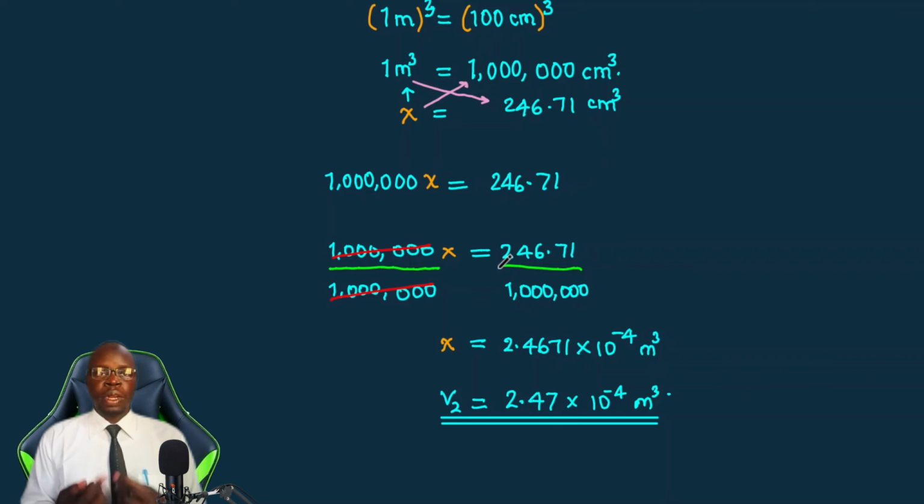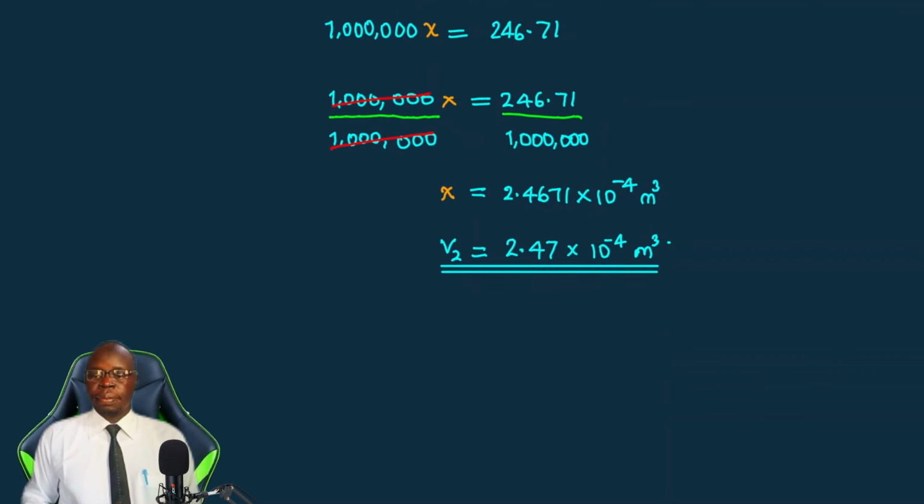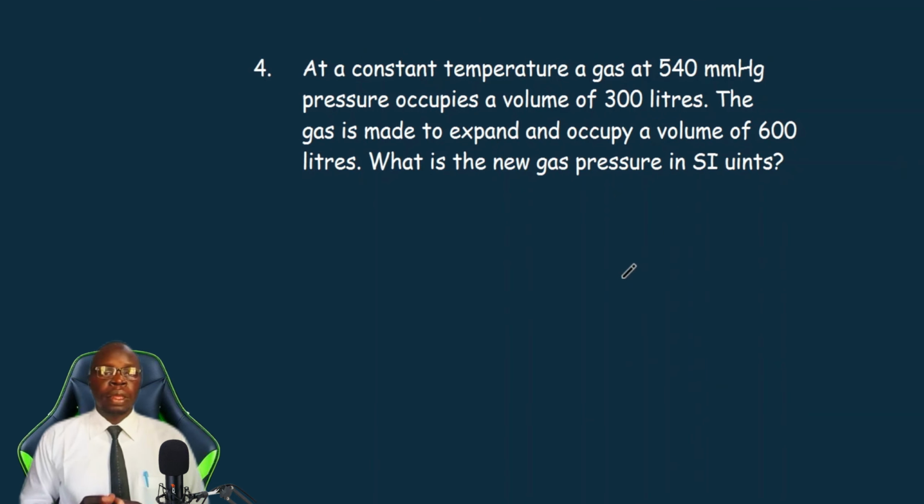So let's move to our last question of this video. In our last question, number 4, it says, at a constant temperature, a gas of 540 millimeter mercury pressure occupies a volume of 300 liters. The gas is made to expand and occupy a volume of 600 liters. What is the new gas pressure in SI units?